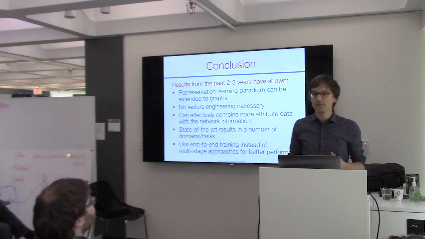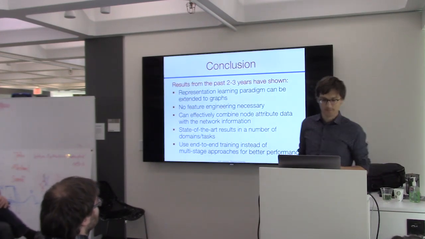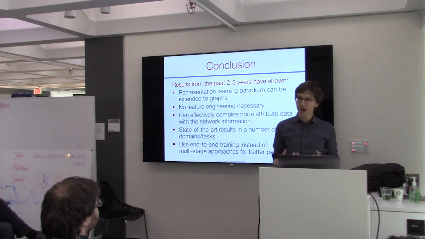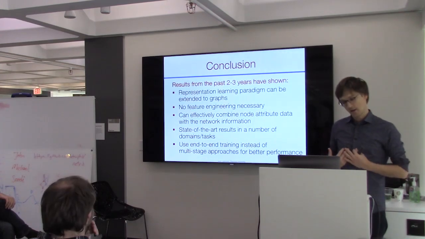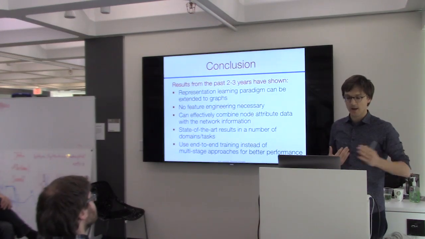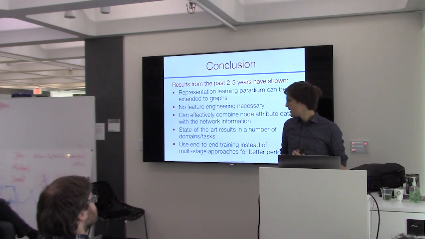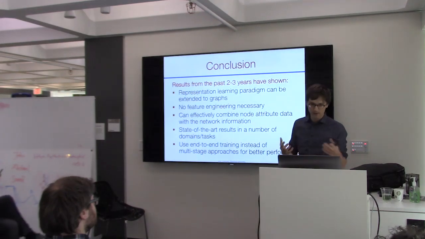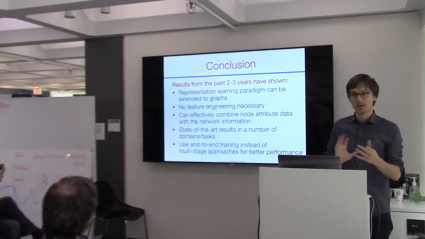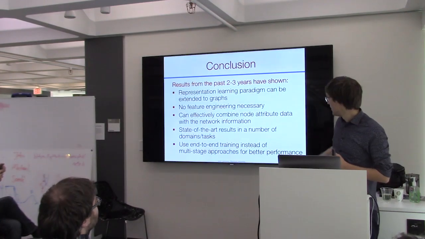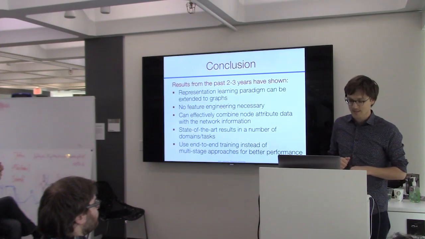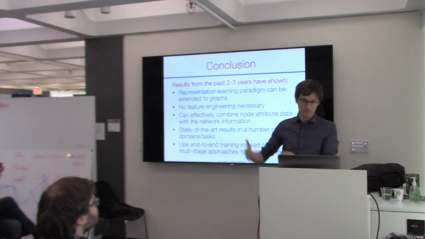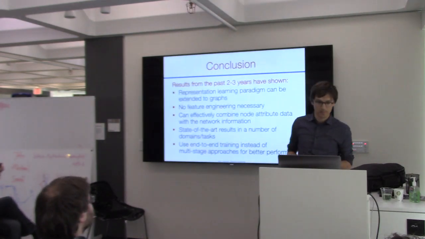So what did we learn in the last 2-3 years in this area? We learned that this representation learning paradigm can be extended to graphs, and that we can learn these representations in a supervised way, in an end-to-end fashion. This means that no network feature engineering is necessary, and that we are able to effectively combine node data with the network information. As I mentioned, this leads to state-of-the-art results in a number of tasks. And one important thing is that this end-to-end training, rather than multi-stage approaches, really leads to better performance.